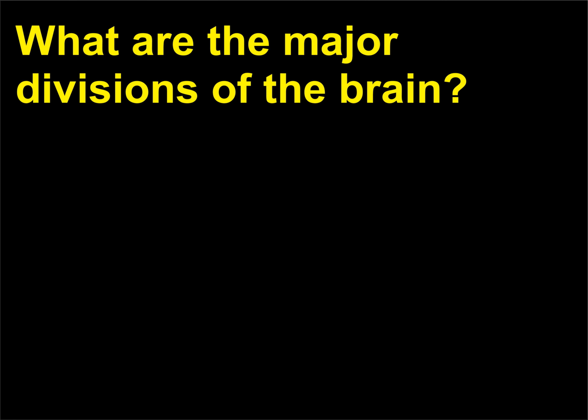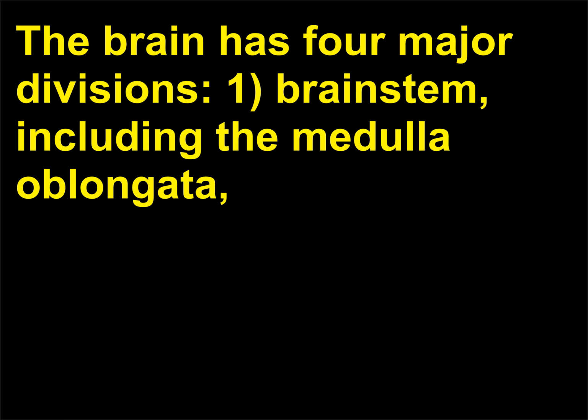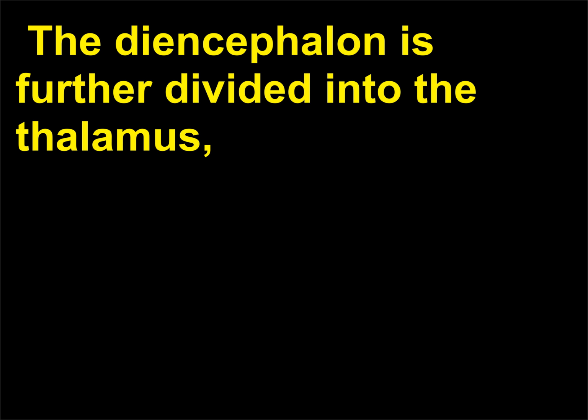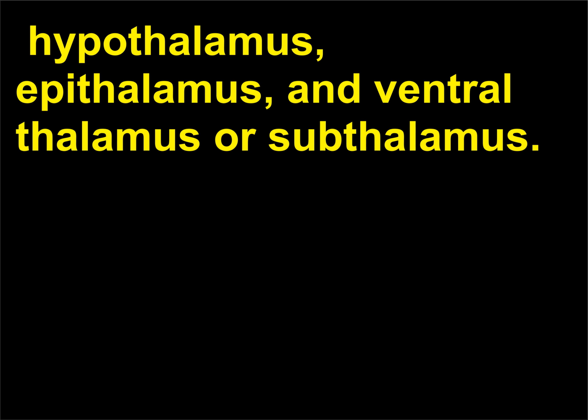What are the major divisions of the brain? The brain has four major divisions: 1. Brainstem, including the medulla oblongata, pons, and midbrain; 2. Cerebellum; 3. Cerebrum; and 4. Diencephalon. The diencephalon is further divided into the thalamus, hypothalamus, epithalamus, and ventral thalamus or subthalamus.